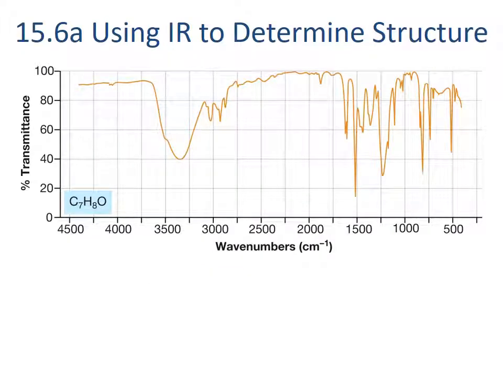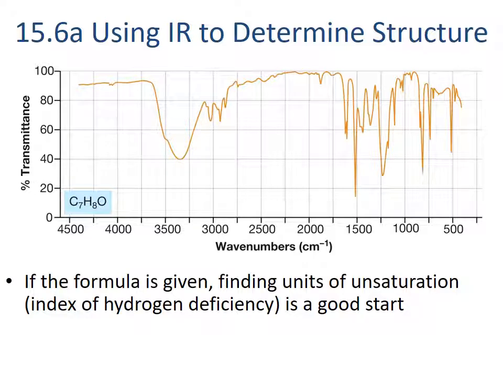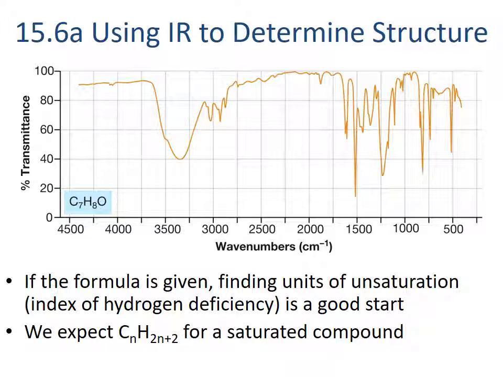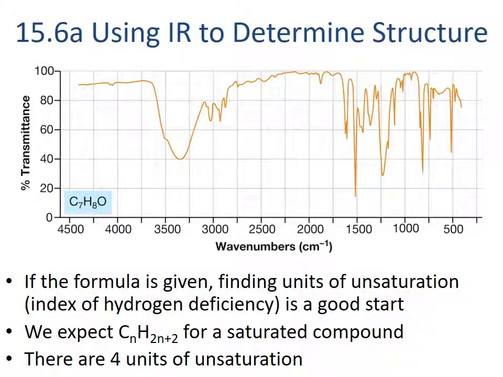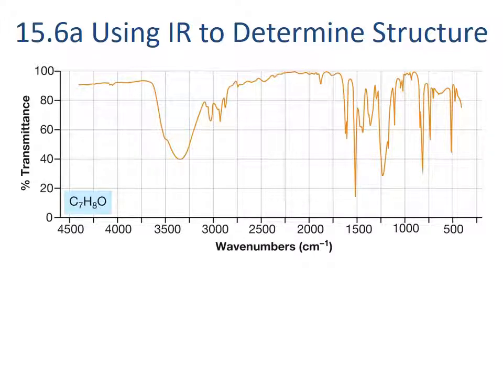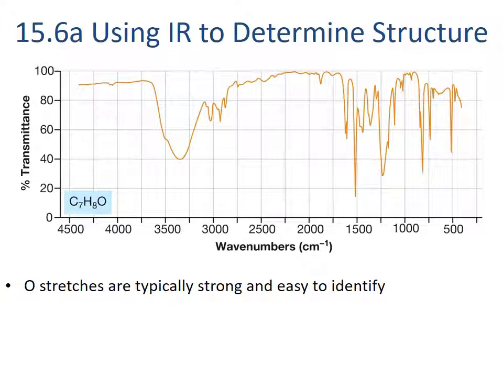Often IR can be used to determine structure, or at least indicate a few possible structures. Many times the formula is given, and units of unsaturation will hint at structural possibilities. For 7 carbons, we'd expect 16 hydrogens, but since there are only 8, we know that there are 4 units of unsaturation in this molecule. I usually like to start looking for O stretches if a molecule has an O, since OH stretches are strong and clear, and carbonyl stretches are as well.